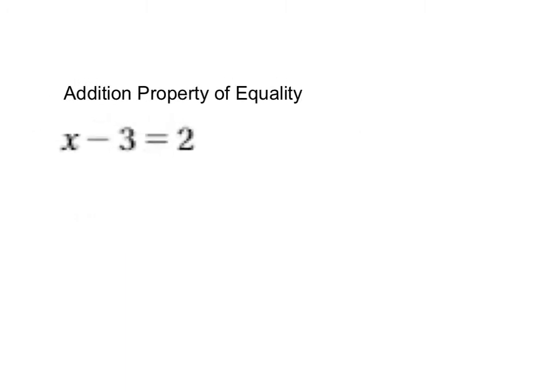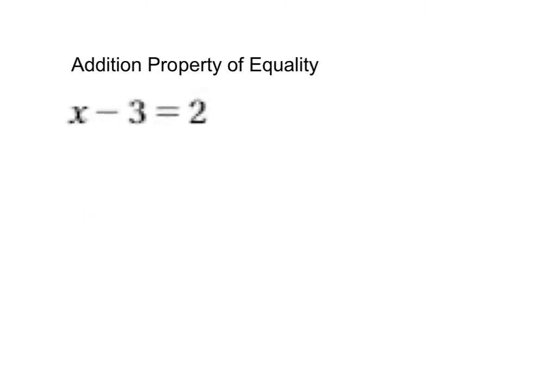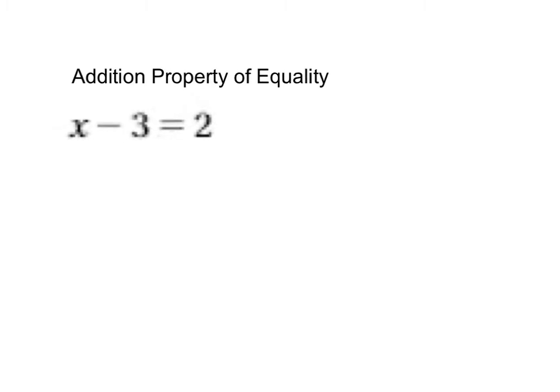So we have the addition property of equality. What the addition property of equality says is that you can add to both sides and keep the equality.